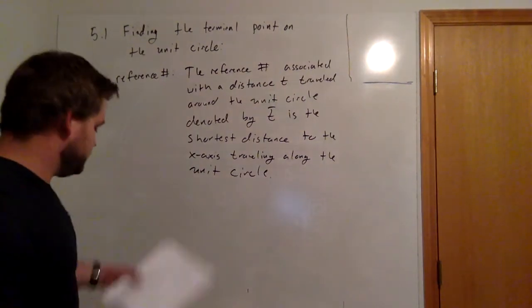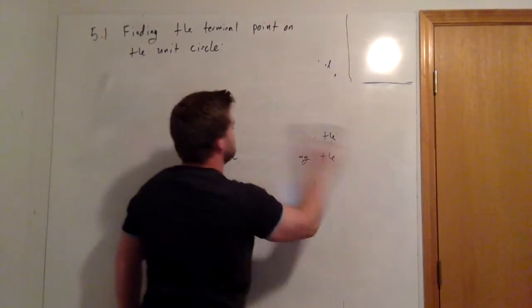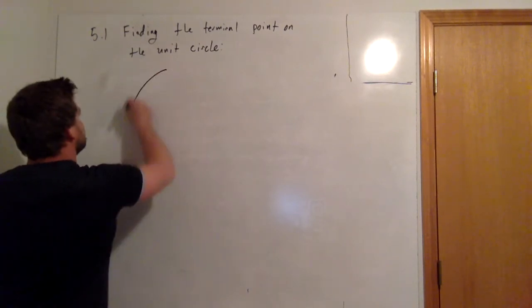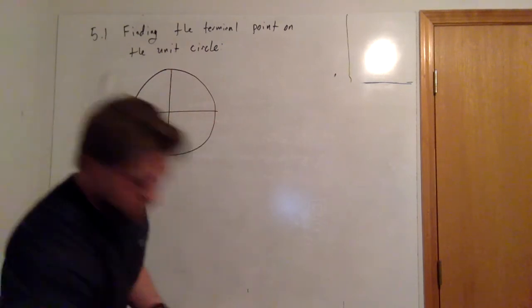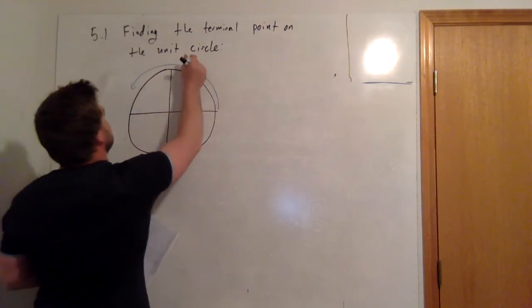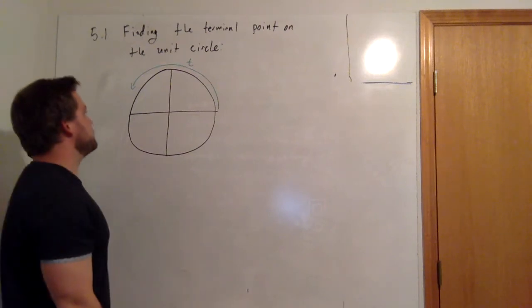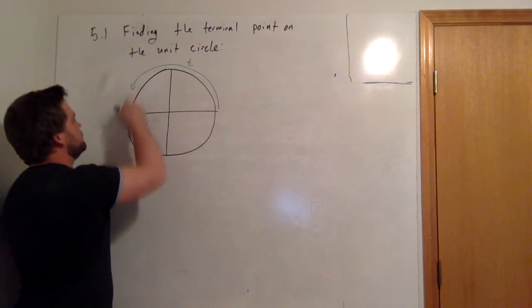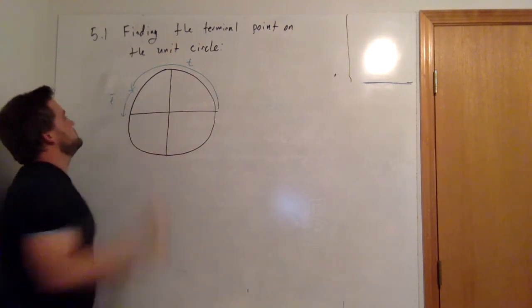So let's give this a shot and do a couple examples. I'm going to go ahead and erase this. Let's draw one picture here. Let's say we've traveled a distance t along the unit circle. Now this t bar, what we call the reference number, is the shortest distance to the x-axis. The shortest way to get to the x-axis would be traveling from here to here. So this distance right here is what we denote as t bar.